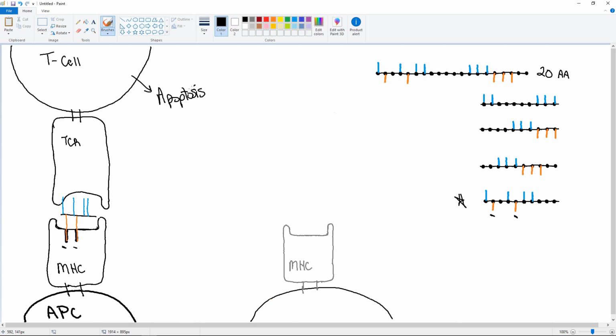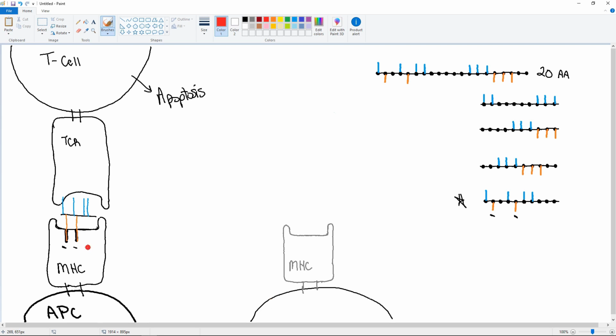But it's important to recognize that it's based off of the peptide fragments that are cleaved from all the cell proteins, and only those that fit in the MHC binding cleft will be presented as self-peptides to the T cells in negative selection.